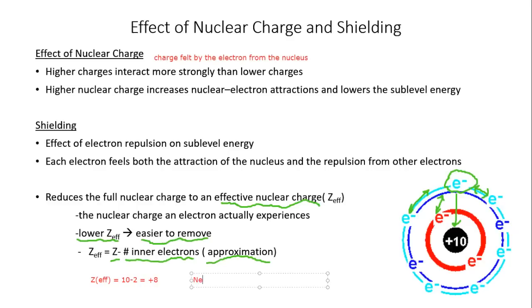So remember, neon is helium 2s2 2p6. So it feels an effective nuclear charge of +8. Shielding and effective nuclear charge are opposite of one another. As you go left to right on a periodic table, effective nuclear charge increases.